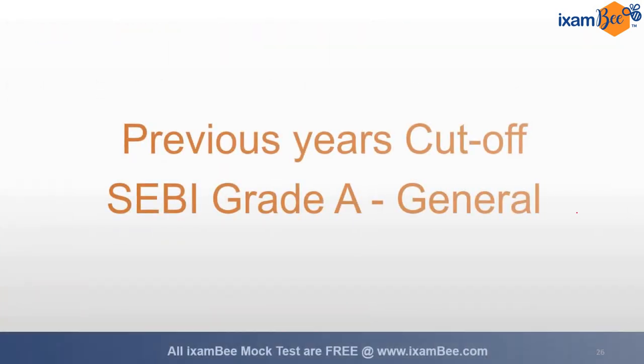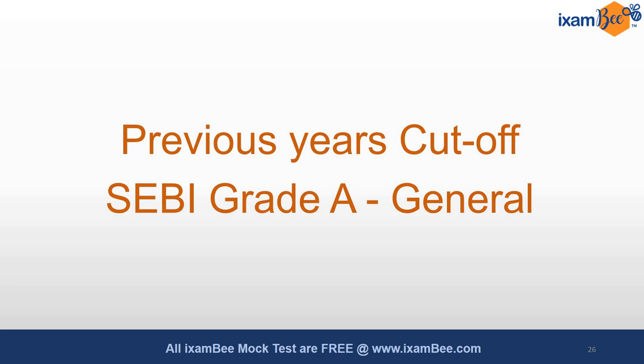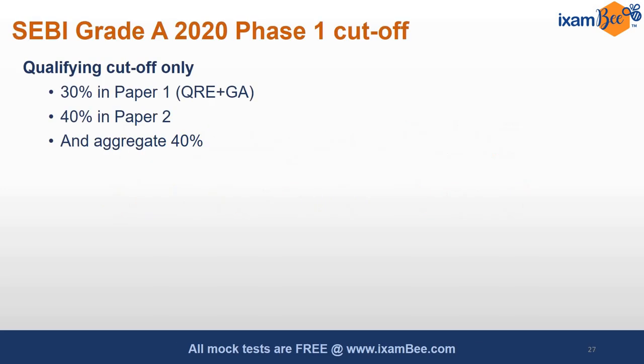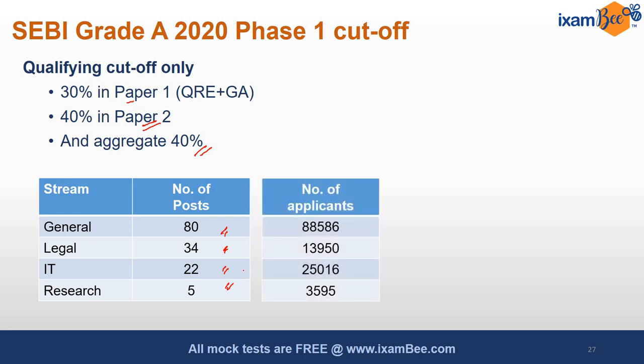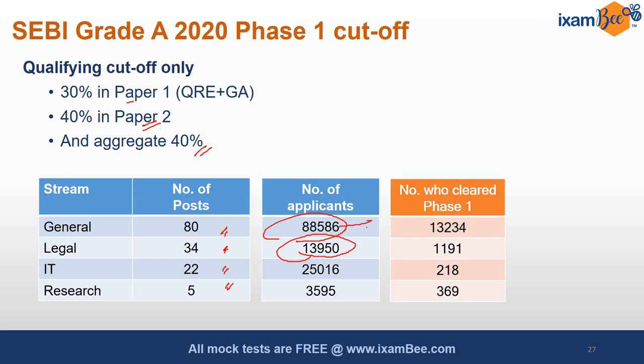Now telling you the previous year cutoff in SEBI Grade A general. So as I said, 30% was in paper 1, 40% in paper 2, and aggregate 40% was required. And last year there were 80 posts for general, 34 in legal, 22 in IT, and 5 in research, for which these are the number of applications. So out of 88,000, 13,000 cleared phase 1.